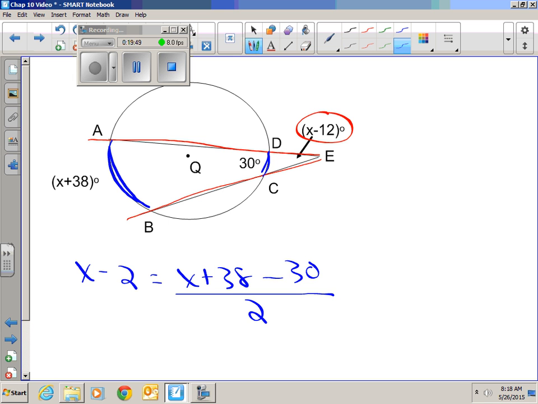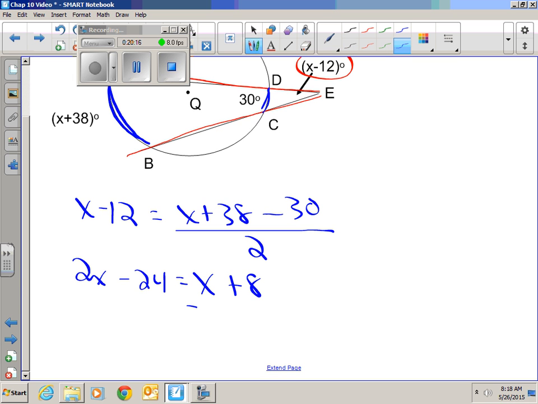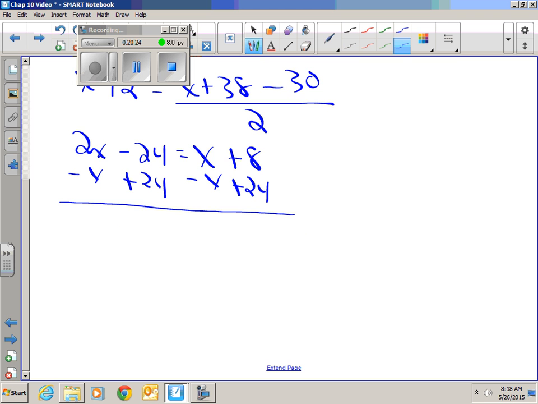Let's just do some algebra now. I'm going to multiply both sides of my equation. Well, that was 12. Sorry, not 2. I'm going to multiply both sides of my equation by 2. So I have 2x minus 24 is equal to x. The 38 minus 30 is 8. So that's plus 8. Now I'm just going to do some algebra. Minus x, plus 24, plus 24. And it looks like x is going to equal 32 degrees.